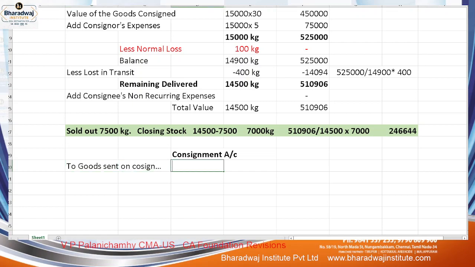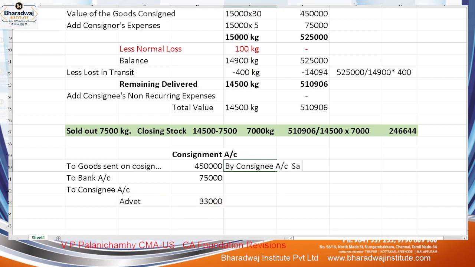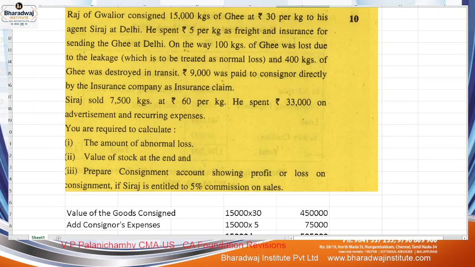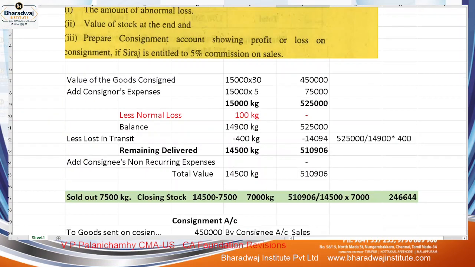Goods sent on consignment 4,50,000 to bank account, consignor's expenses, to consignee account, and advertisement, etc. They have spent 33,000 by consignee account for the sales. Plus sales, 7,500 kg were sold at the rate of 60 per kg.